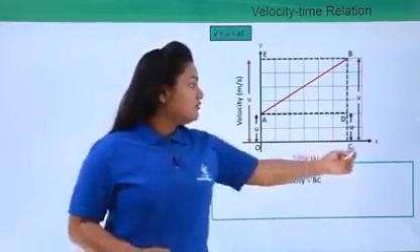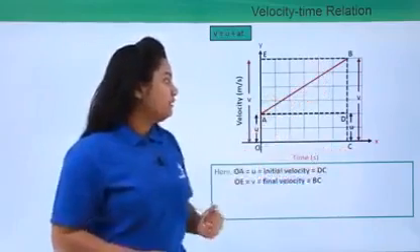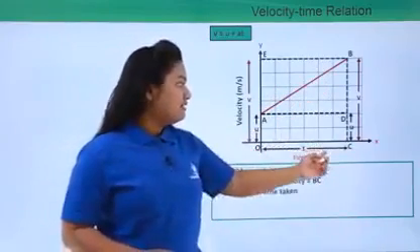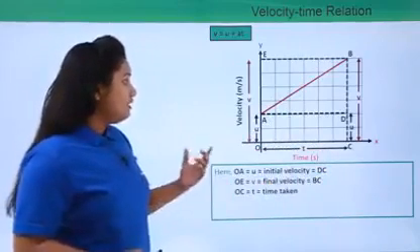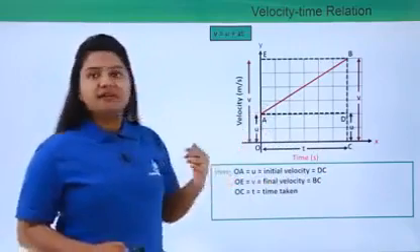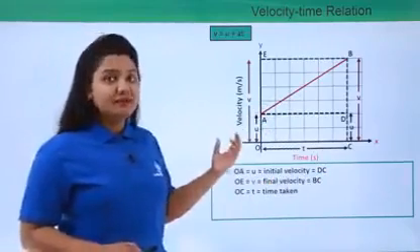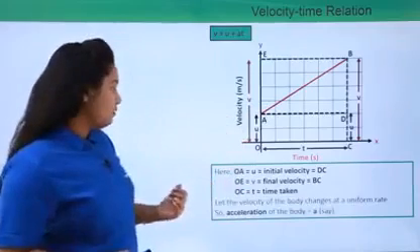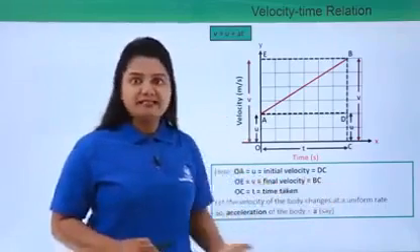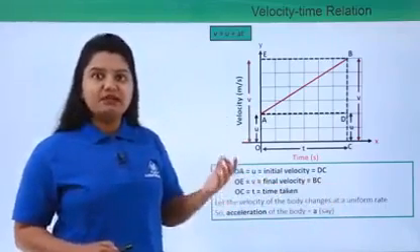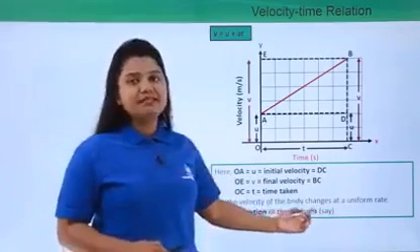Now OC gives us the time taken by the body to reach point B. So this we will be taking as t. Now we know that this graph shows that the body is in uniformly accelerated motion. So let the velocity of the body change at a uniform rate. This means that the body is moving with a uniform acceleration, and we'll be taking that uniform acceleration of the body to be a, let's say.